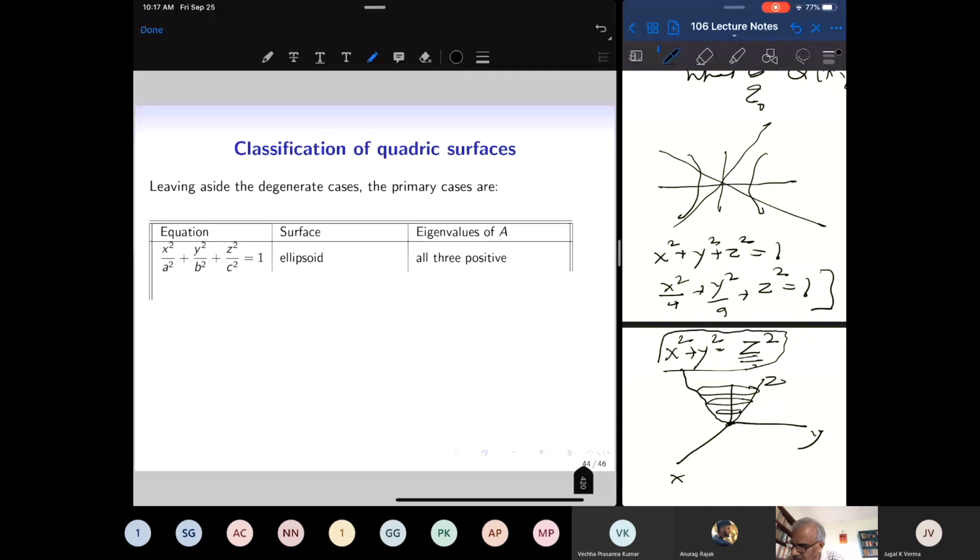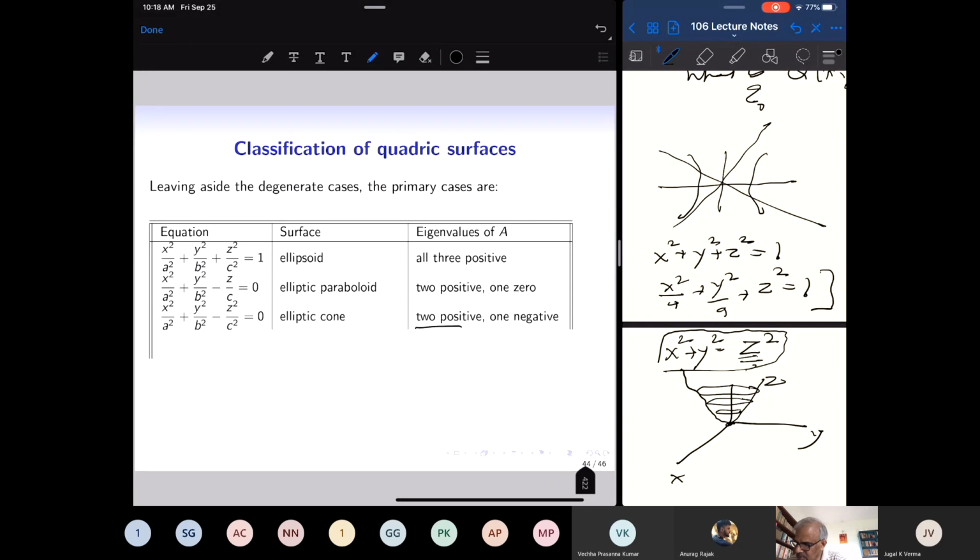So when all 3 eigenvalues are positive, then we get an ellipsoid. Just like when both eigenvalues are positive in the case of 2 variables, we got an ellipse, but now we will get an ellipsoid. When 2 are positive and 1 is 0, then we will get an elliptic paraboloid. The equation will become like this.